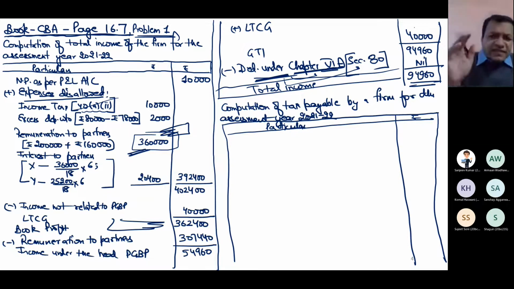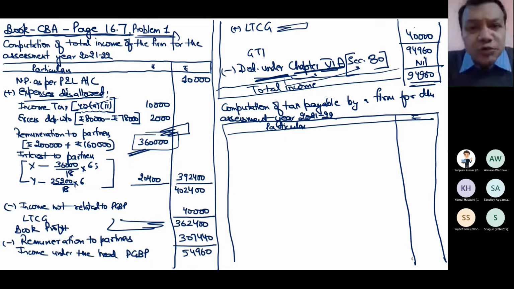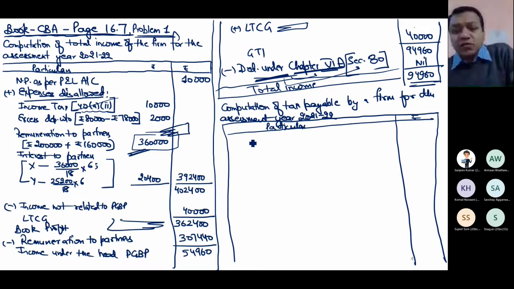Now, is there any special income of the firm given? There is a long-term capital gain of 40,000, but there is no LTCG of section 112A. There is no STCG under 111A. There is no gambling income, or unexplained income. Only LTCG, which is taxed at its own rate.